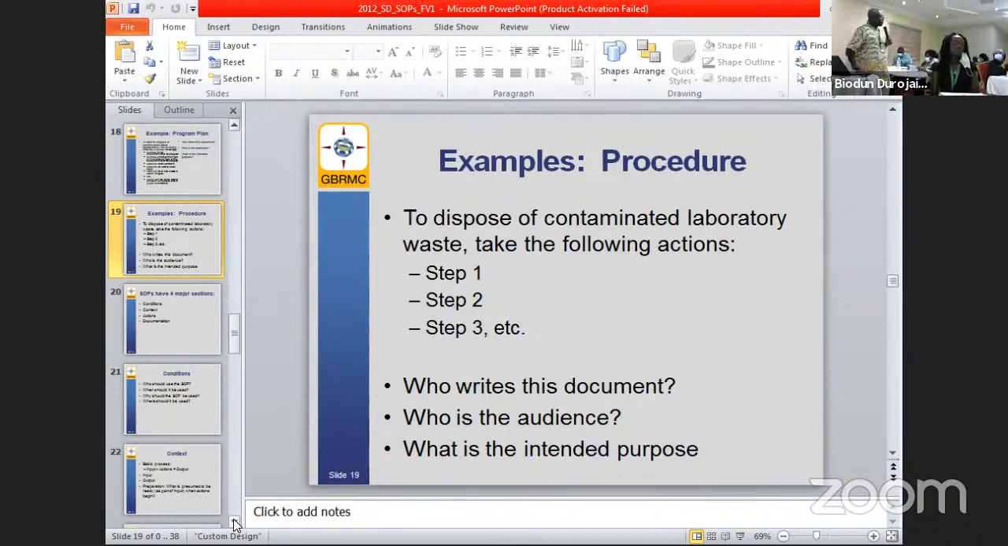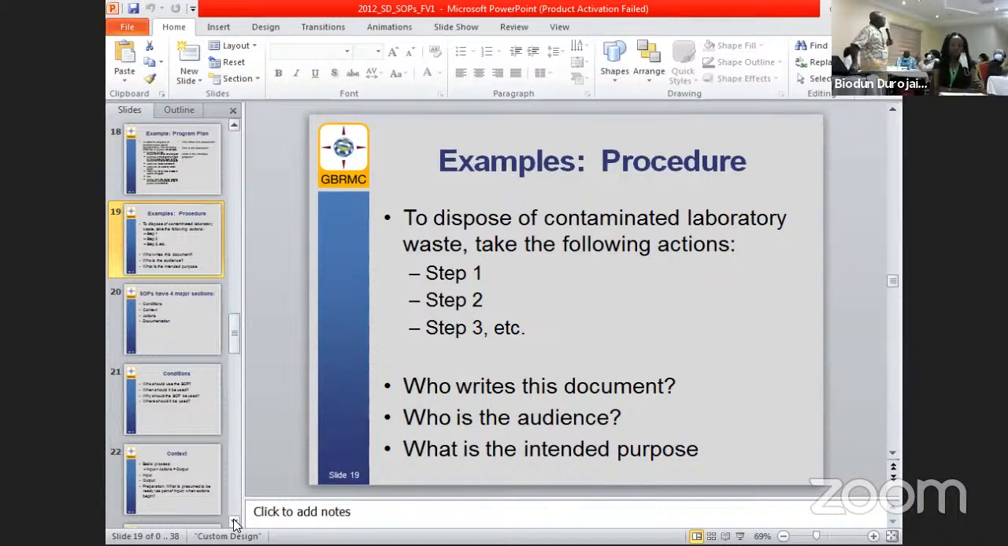Who writes the document? Well, in this context, it may depend. If you are thinking of the laboratory, maybe the laboratory manager. If you are thinking of the ward, maybe the ward manager. If you are thinking of the clinic, maybe the head nurse in the clinic. But then, who is the audience? The end users, maybe the cleaner and all the rest. Now, what is the intended purpose? The purpose is to ensure that contaminated waste is appropriately disposed of. That's my opinion.